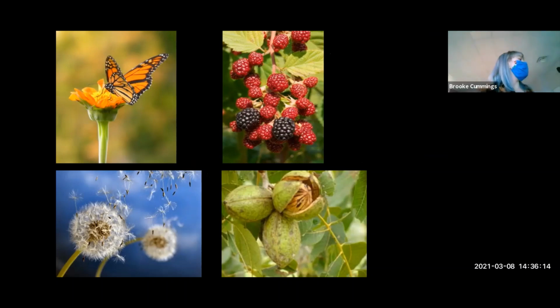Okay. So these are a few different adaptations. These are for reproduction purposes. The bottom, right? Yeah. It's a seed. I think it's a walnut. Pecan? There we go. And so, different ways of attracting pollinators.